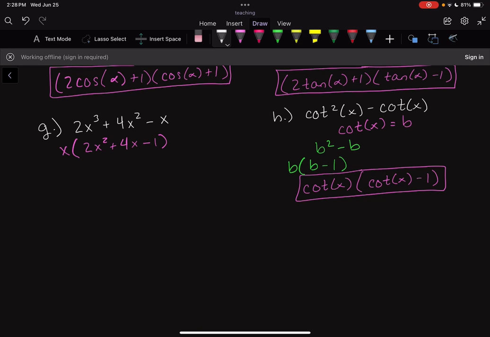So for our next example, I want to show you how we can use identities to simplify. So for this one, let me say it like this. Using algebra and identities to simplify.